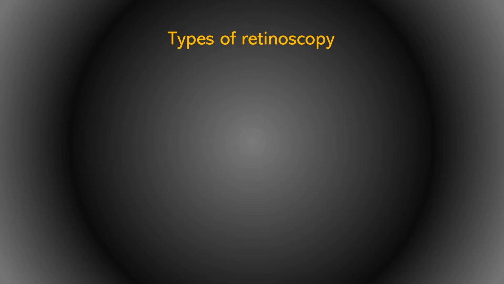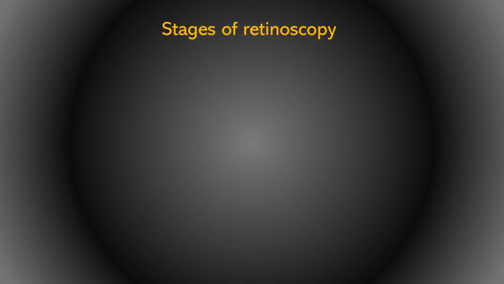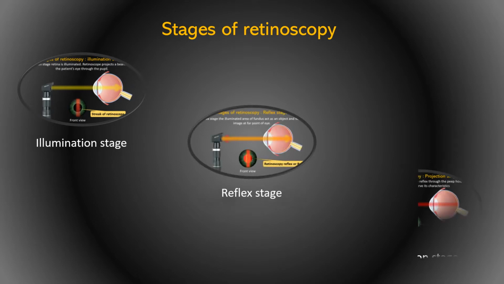Types of retinoscopy are static retinoscopy, dynamic retinoscopy, Mohindra retinoscopy, and radical retinoscopy. From here, we'll move on with static retinoscopy, and the others we'll see later one by one. Now let's move on to the optics of retinoscopy, which can be understood in three stages. These stages of retinoscopy are the illumination stage, reflex stage, and projection stage.